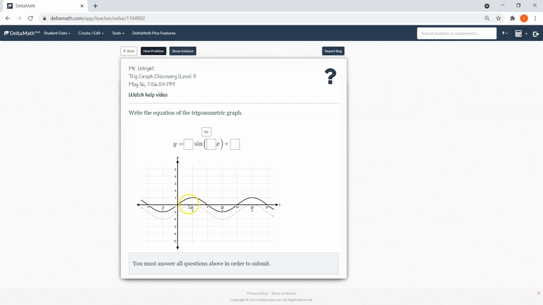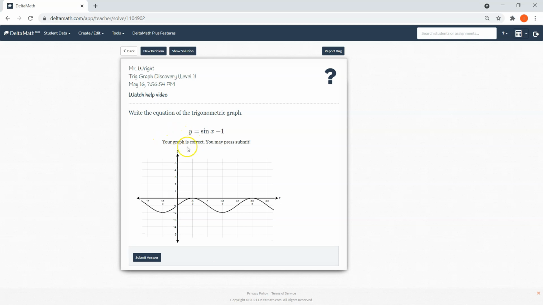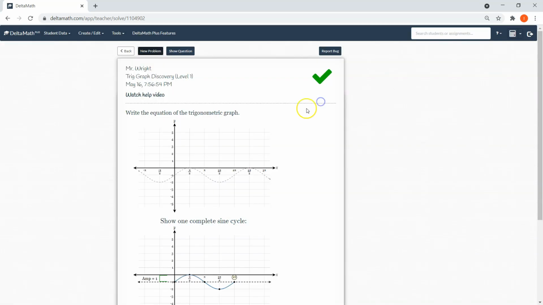So what I noticed with this one is that it's the same graph, but just shifted down one. So we'll say -1 here. We'll try it out. And it shifts down to my dotted line in a very satisfying way. So I got it.